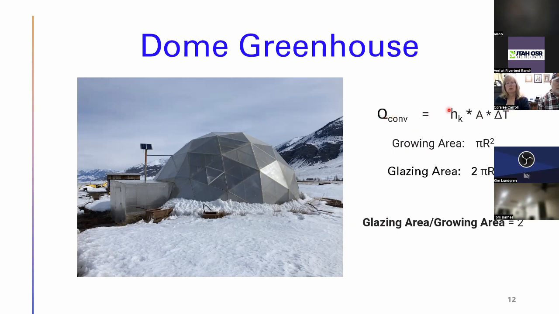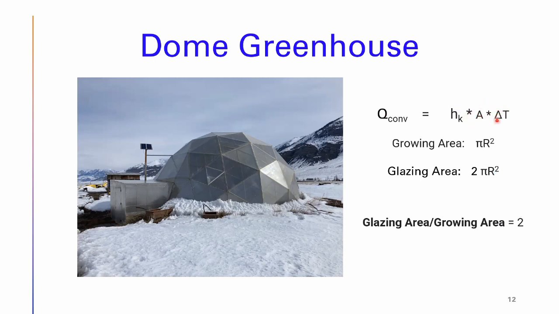So your heat losses equal your coefficient, that's a fixed part of your system, times the area of your glazing times your difference in temperature between inside and outside. What that shows me is if I reduce my area of glazing, I'm going to reduce my overall heat losses. So that's where structural architectural optimization comes into play.